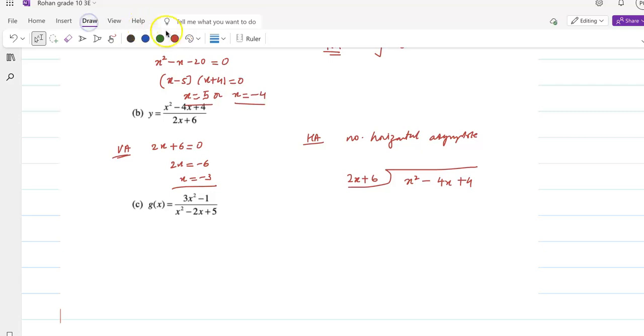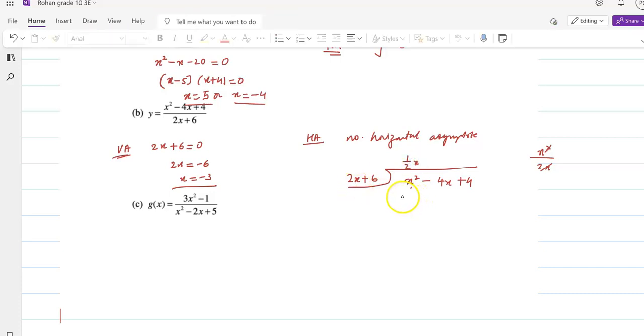Now what do we do? Take x squared upon 2x. You do it on the side. So this cancels out, so half x basically. So multiply it. So that's x squared plus 3x. Subtract. Change the signs.